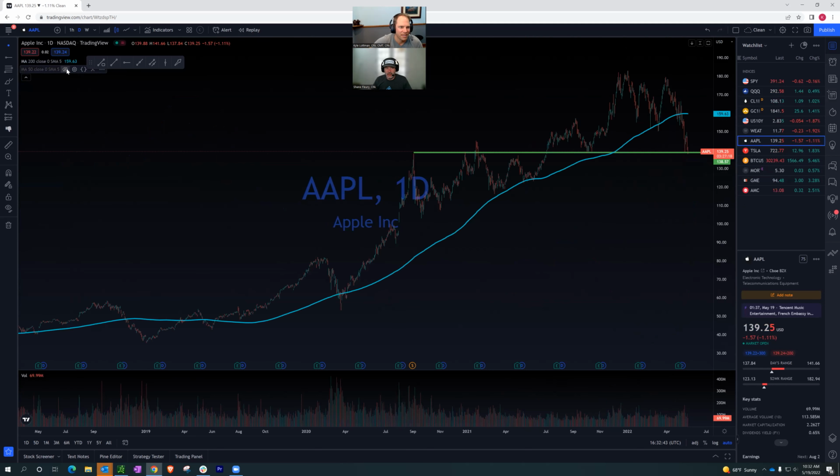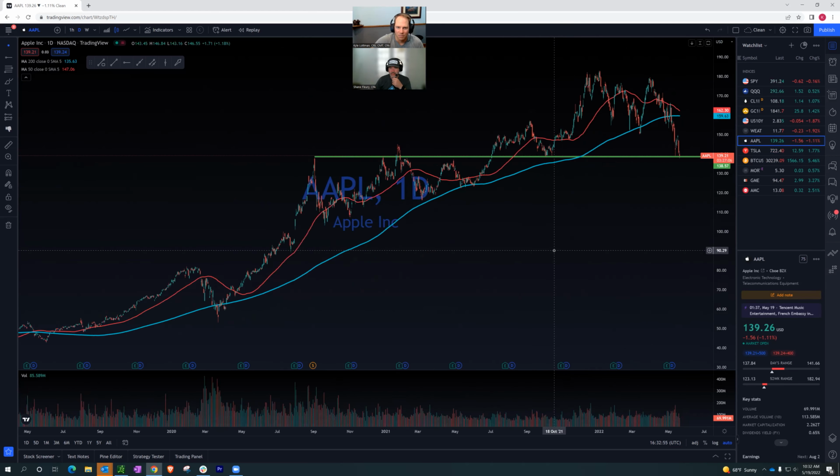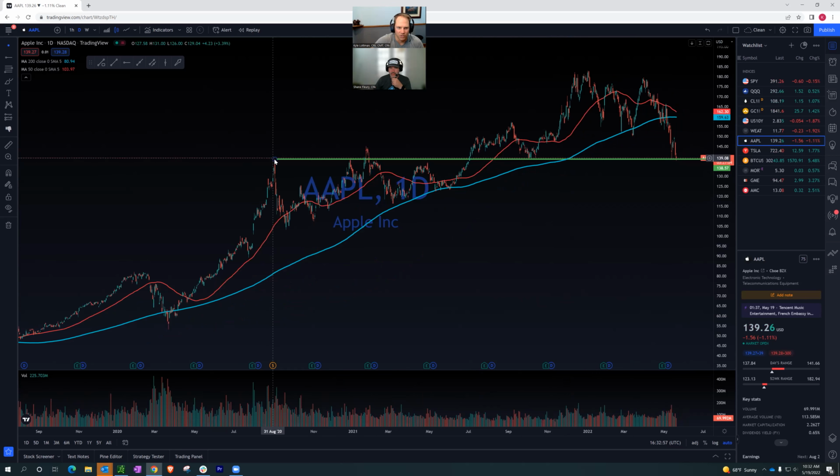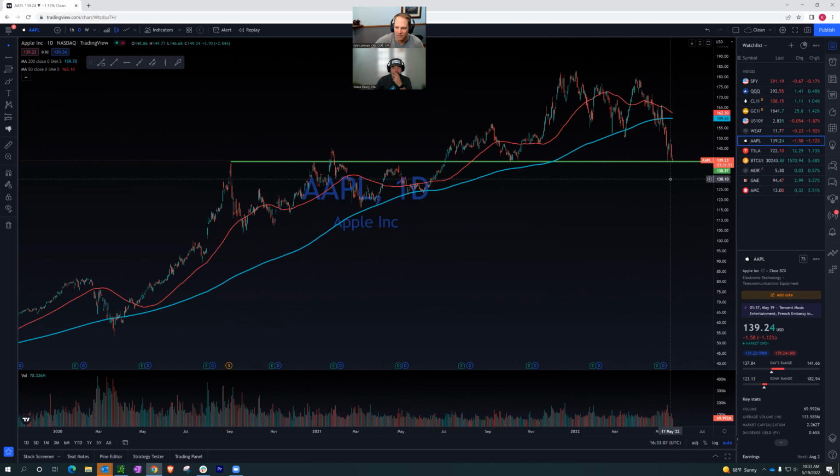Get my averages back on here. So right now, Apple, this is one I'm really watching, and I think you are too. This has been a strong stock for some time and for all the right reasons. But right now, this line we drew, based off the high of September 1st, 2020, has been holding and we're sitting on it. It's right at 138. If we close below this level, it starts making me nervous.